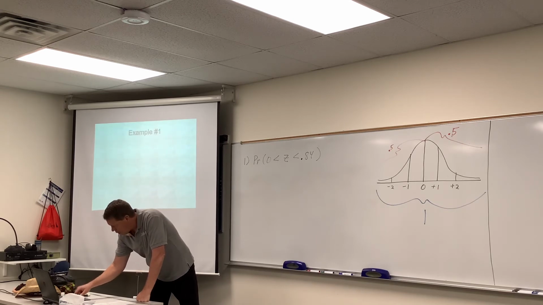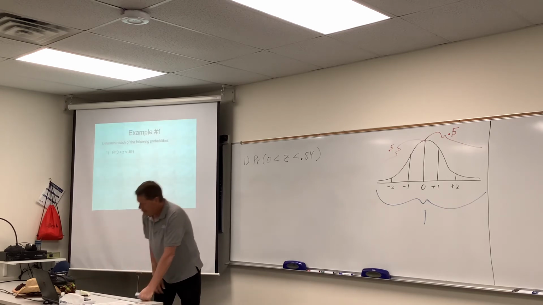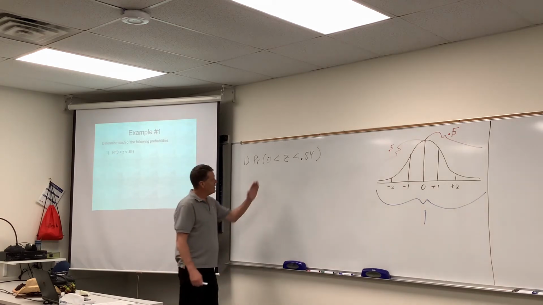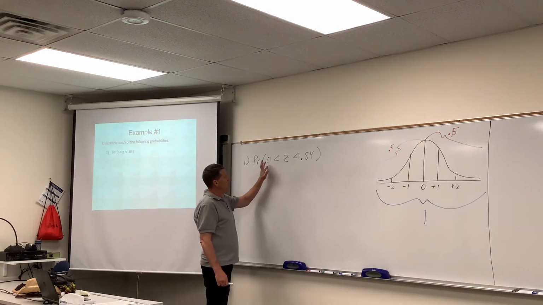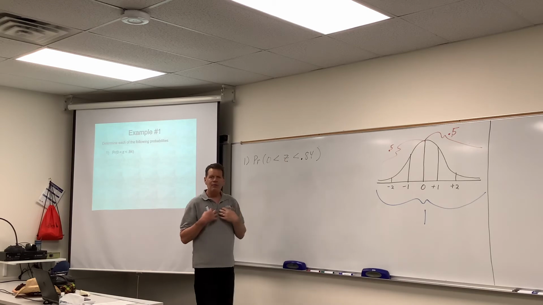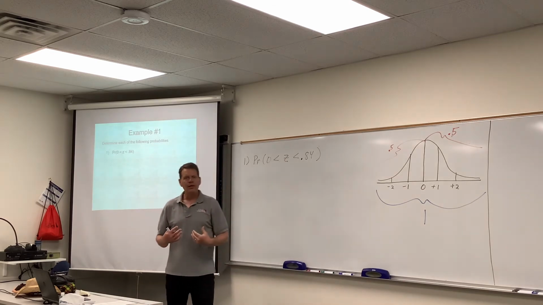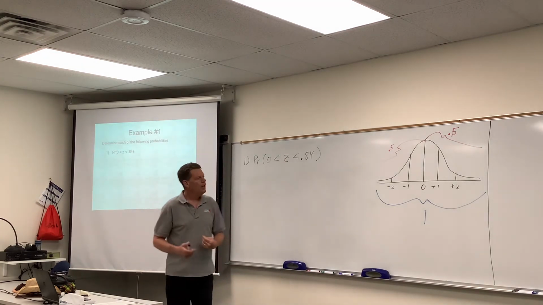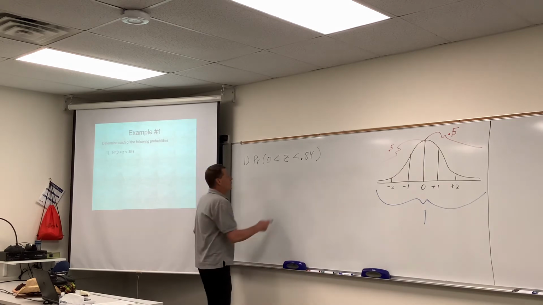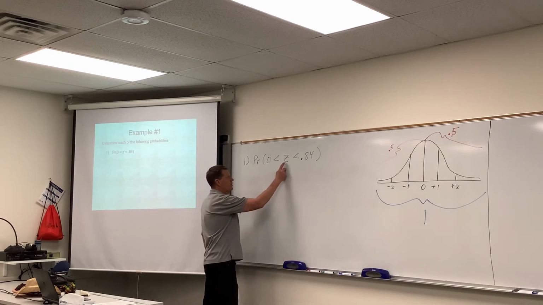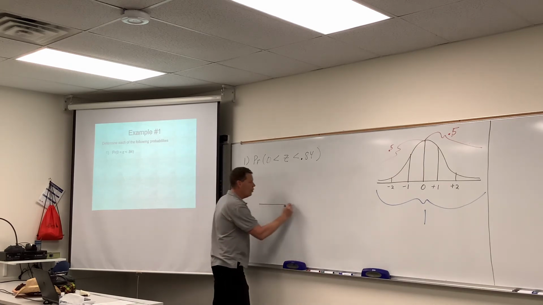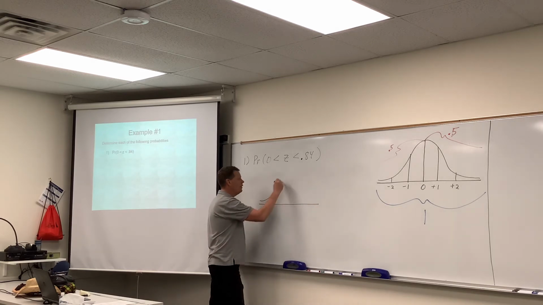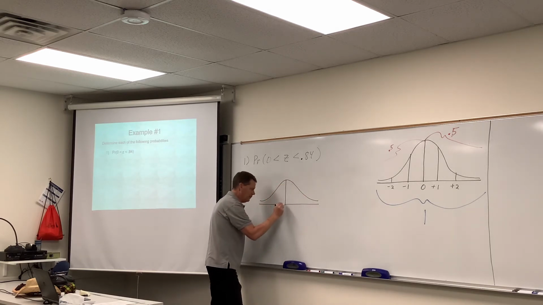Example 1, part A. Find the probability that Z is between 0 and 0.84. I'm a visual person. That's the learning style I suppose you're stuck with. But here's my take on this. Whenever you see Z in a statistics question, you should go, standard normal. That's a bell curve with 0 in the middle, okay?